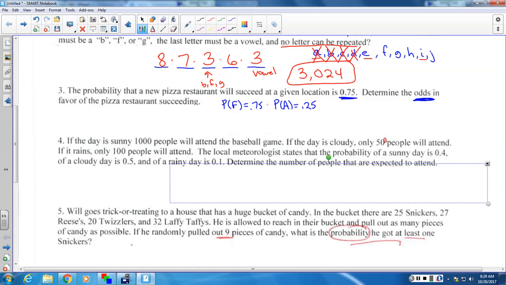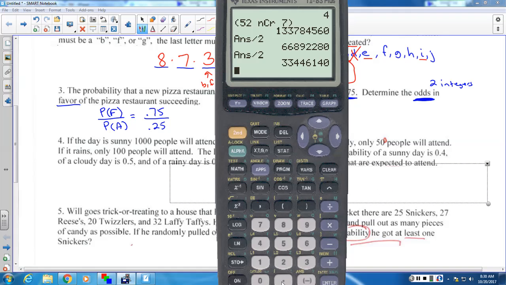It says determine the odds, which are always 2 reduced integers. The odds in favor are always going to be the probability in favor divided by the probability against. Probability in favor is 0.75. The probability against is 0.25. The quickest way to get that in reduced integer form is to use your calculator. So I'm going to go 0.75 divided by 0.25, enter, and I get 3.